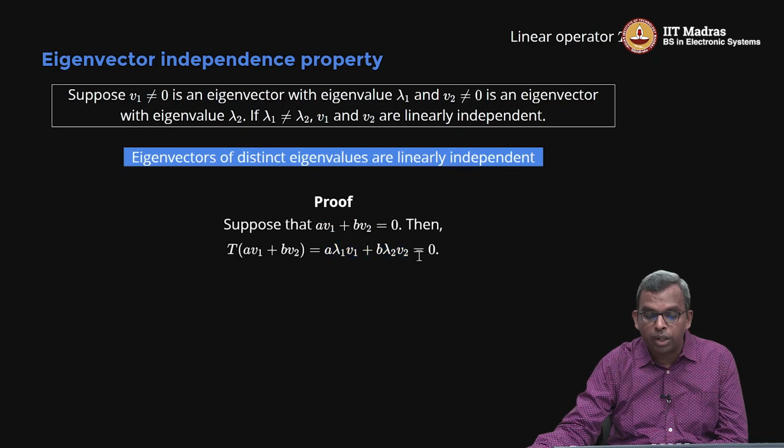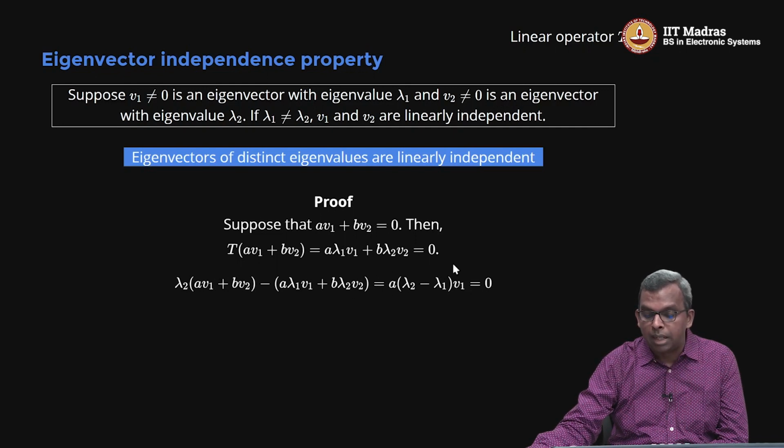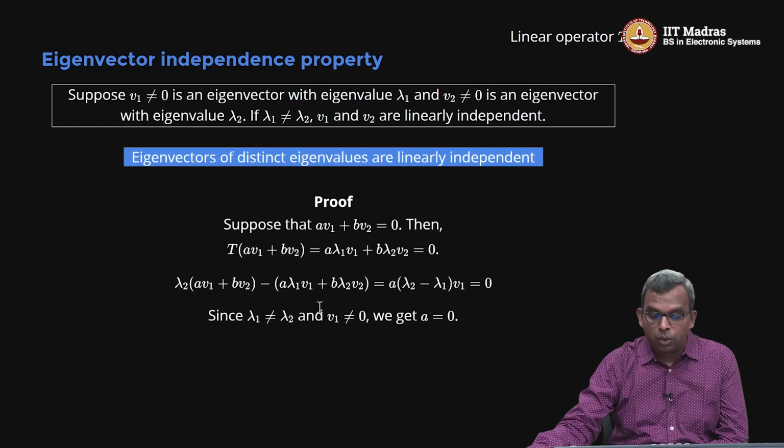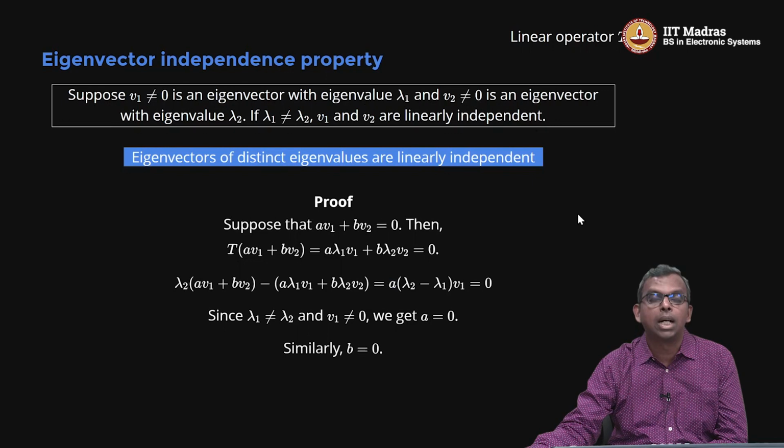When you have two equations, what can you do? You can try and eliminate something. So, here is what I am doing. I am multiplying the first equation by lambda 2 and subtracting the second equation. So, this b lambda 2 v2 is common, it will go away. You get a into (lambda 2 minus lambda 1) v1 is 0, and from there you can conclude, lambda 2 is not equal to lambda 1, so this is non-zero, v1 is non-zero. So, the only way this becomes 0 is if a is 0. Okay. So, you get a 0. In a very similar way, you can show b is 0. So, both of these are 0. So, v1 and v2 are linearly independent. Very, very important property for distinct eigenvalues.